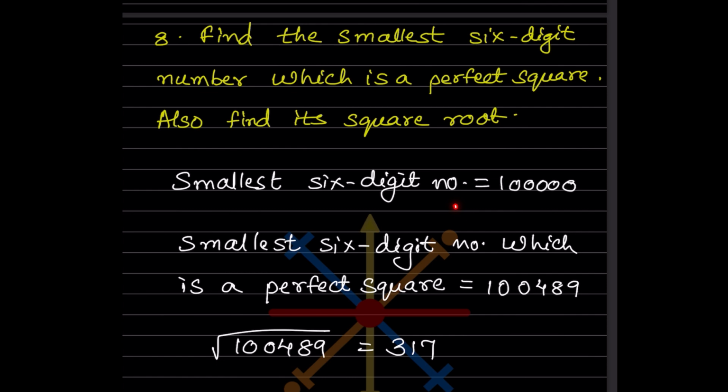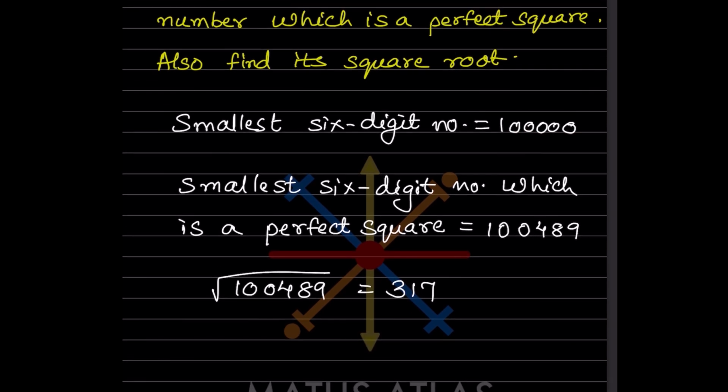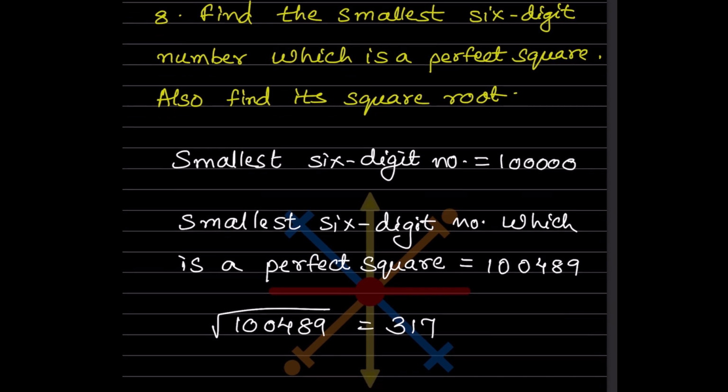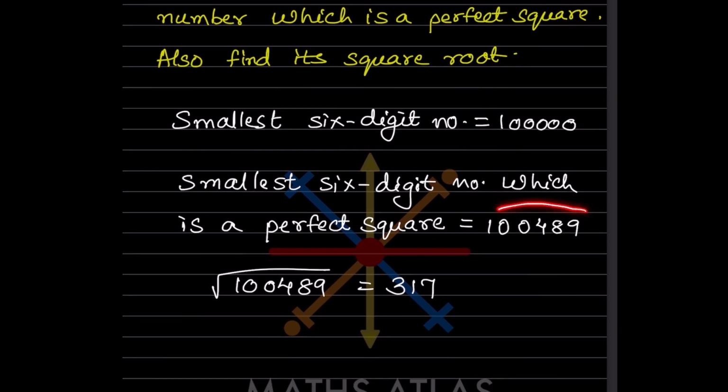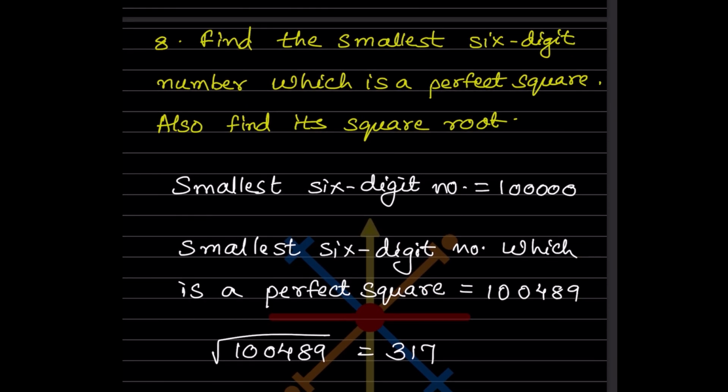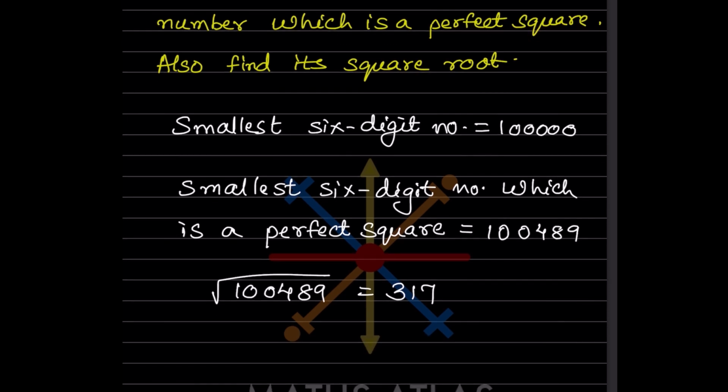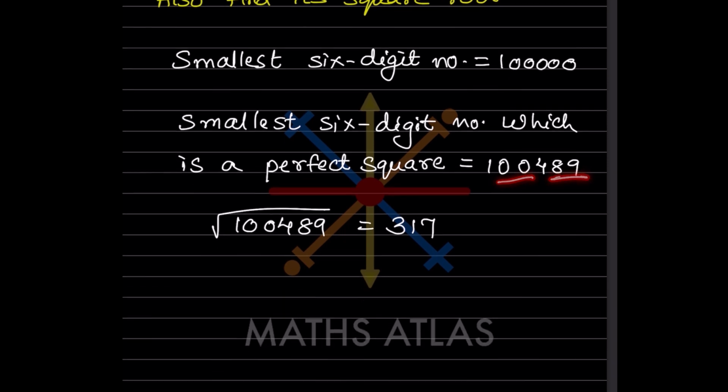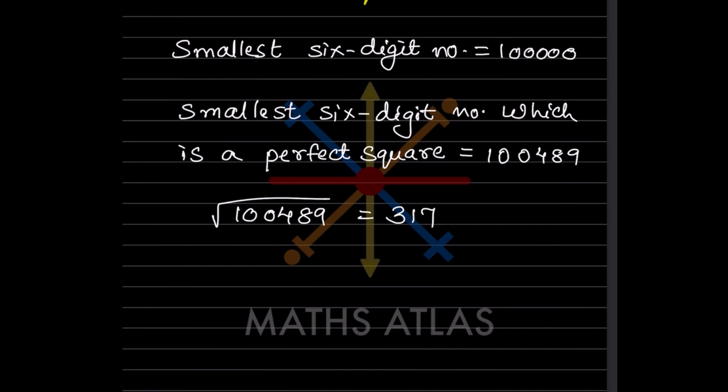So again, first, the smallest six digit number will be 100,000. So we want the square root of it. Here, this is the smallest six digit number, and after this, what is the possibility? We can do that with the help of the square root, with the help of long division.